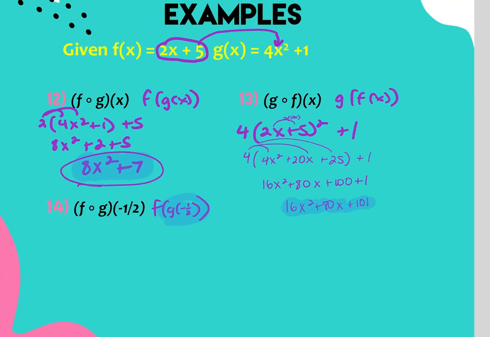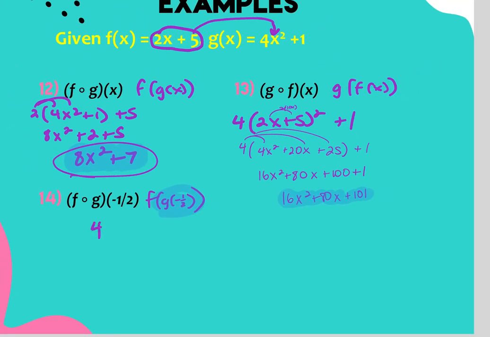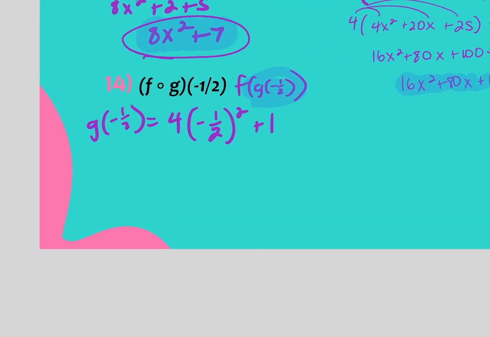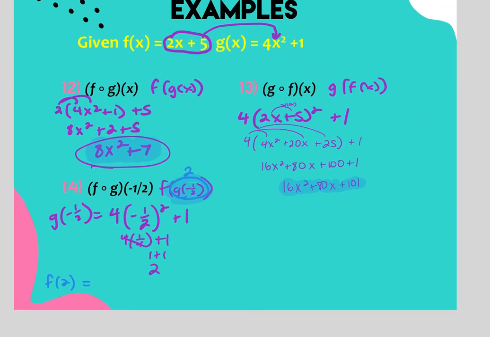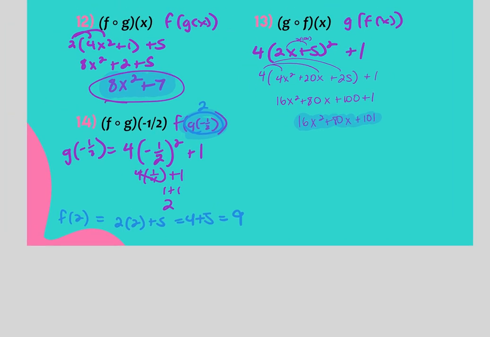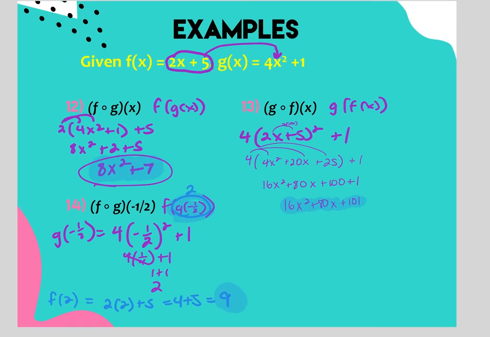So first thing I'm going to do is take g of negative 1/2. So 4 times (negative 1/2) squared plus 1. This is my g of negative 1/2. That would be 4 times 1/4 plus 1, 1 plus 1, which is 2. Then I'm going to take the g of negative 1/2, which is 2, and find f of 2. And the f is my 2x plus 5, so I do 2 times 2 plus 5, or 4 plus 5, which is 9. And that's your ending answer. So again, the last thing you get is your answer, not 2 parts.